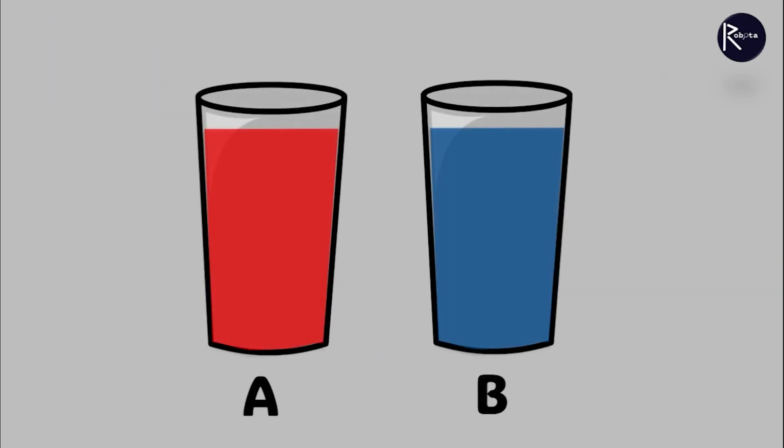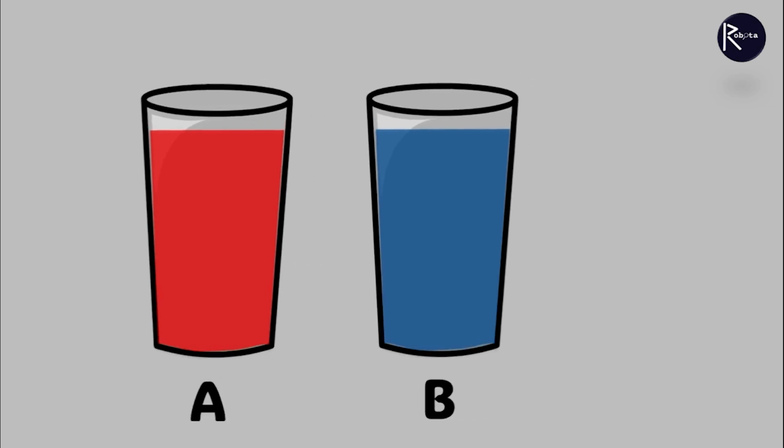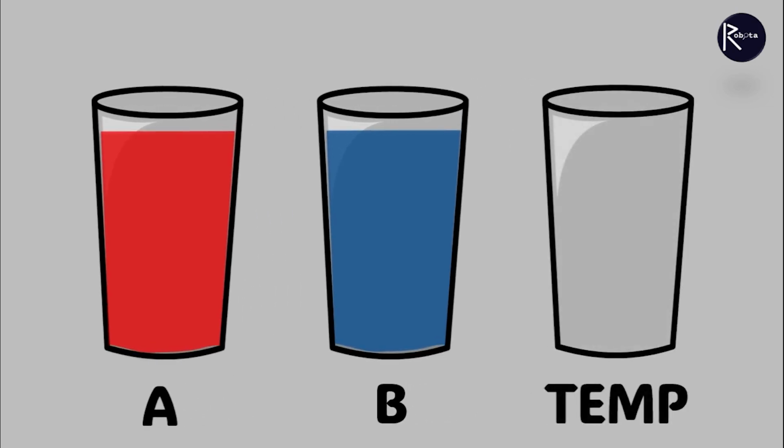Think we have two water glasses named A and B. A glass is filled with red water and B glass is filled with blue colored water. And we have to swap this blue water into A glass and red colored water into B glass. To do that, let's use another empty glass. Let's name this empty glass temp, assuming it is for temporary usage.